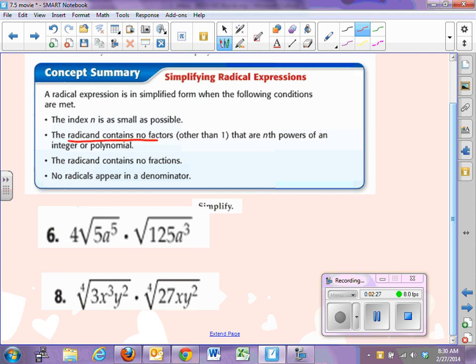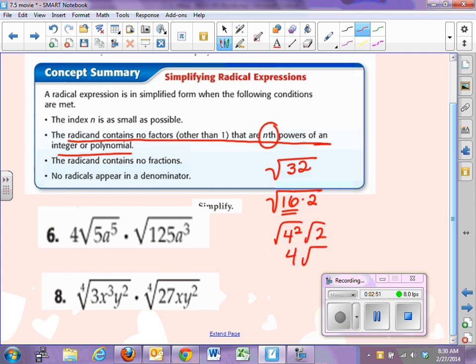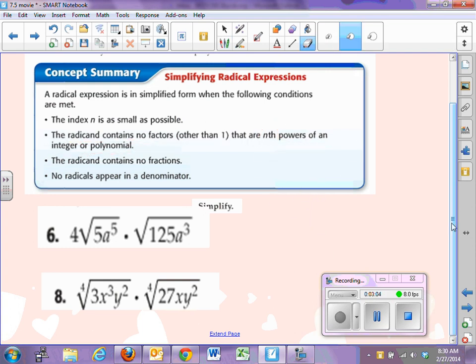The radicand contains no factors other than 1 that are nth powers of an integer or polynomial. What does that mean? I can't say the square root of 32 when I know that the square root of 32 is really the square root of 16 times 2, and the square root of 16 is a second power of an integer. So that was really 4, and this is square root of 2. So the square root of 32 would not be simplified because there was a perfect square in it. Think of it that way, that you could take the square root of. So that should be common sense.